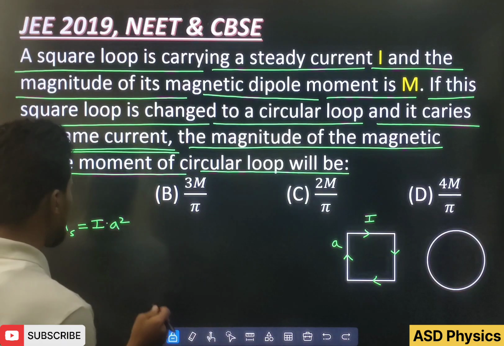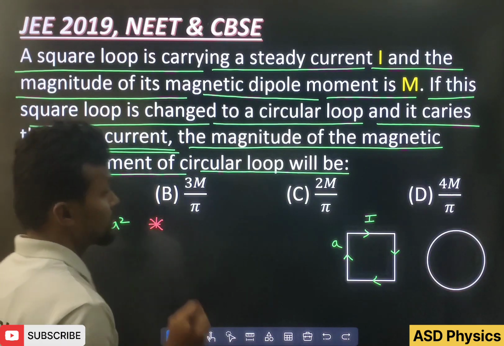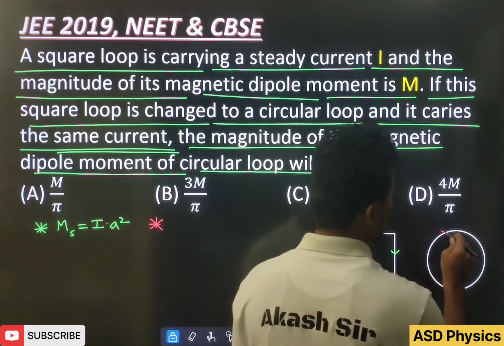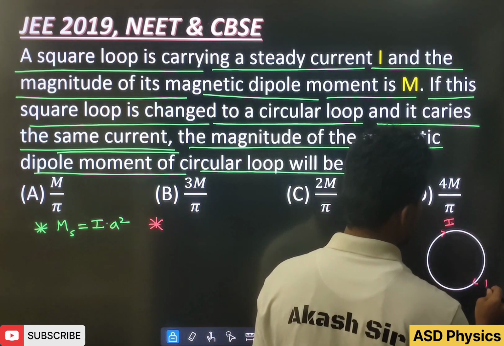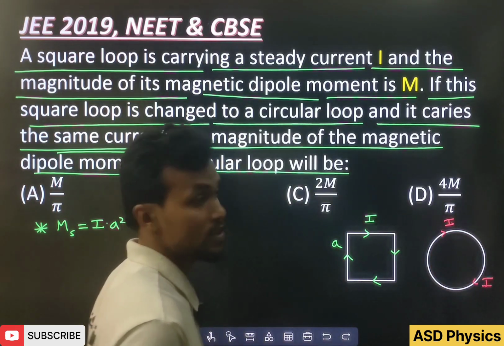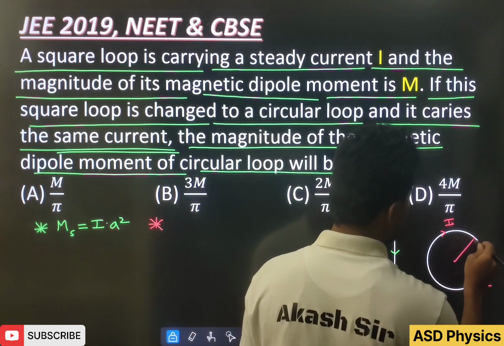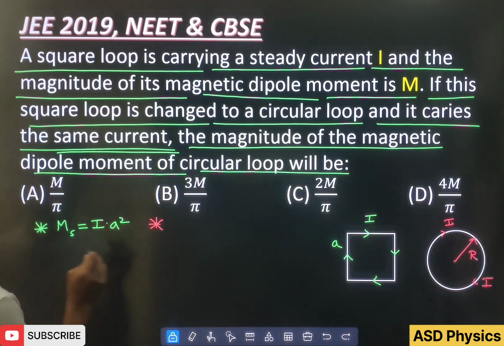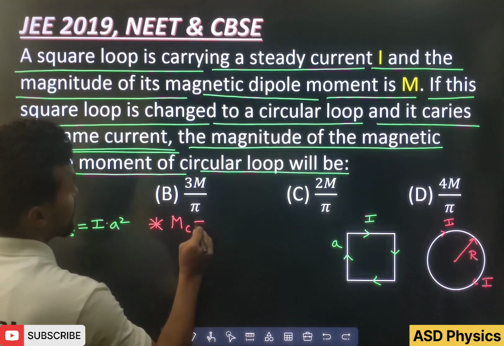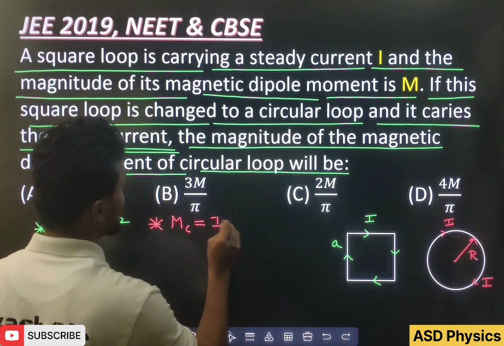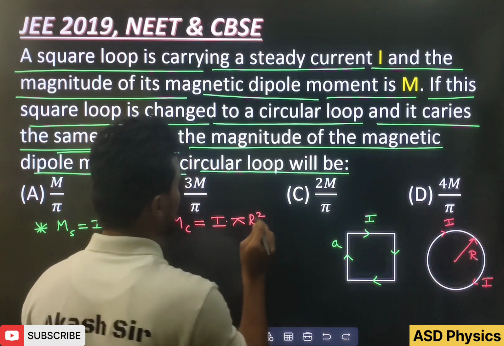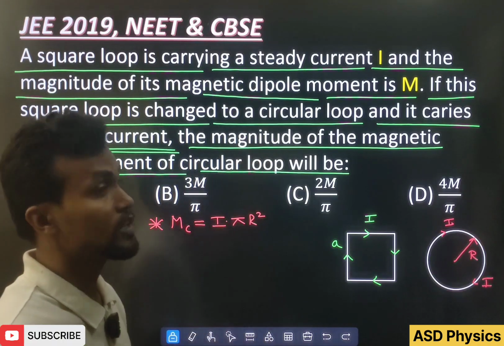After that, this same square is converted into a circle and it is carrying the same current I. Let's take this circle as having radius r. As you know, current is the same, so we can write M C is equal to I into the area of the circle, pi r square. But how to get the radius? Radius is not given in the question.